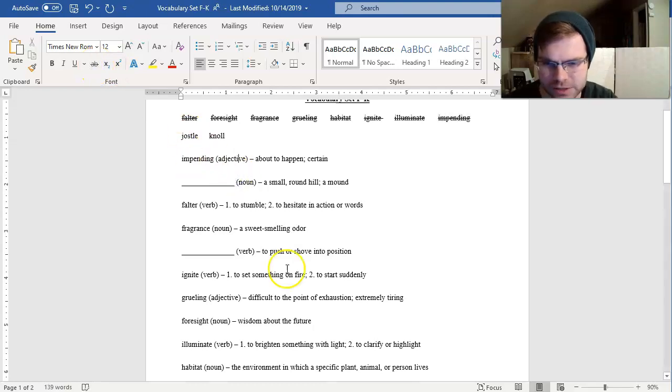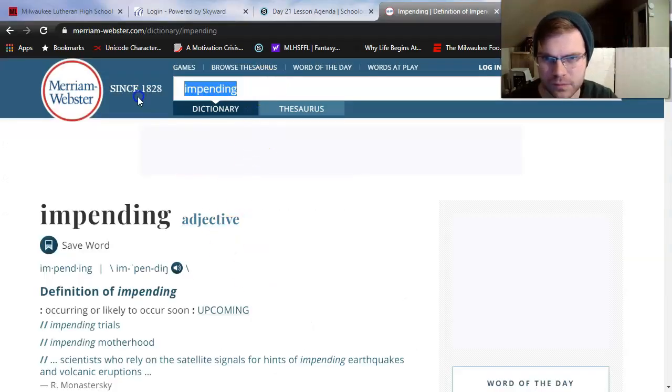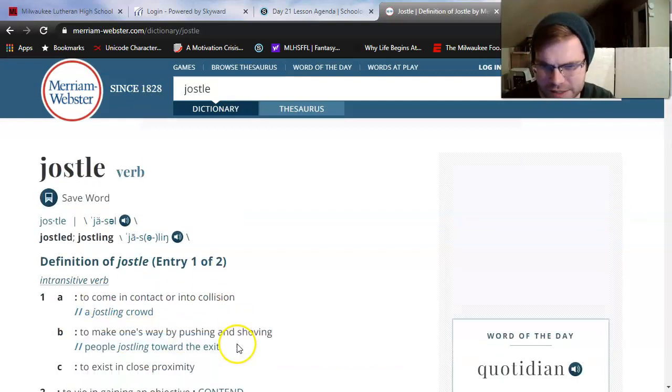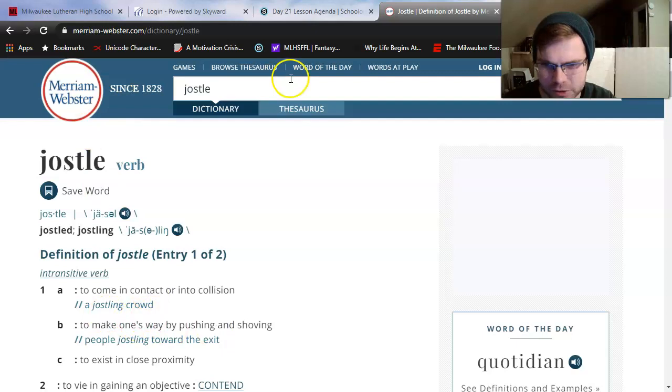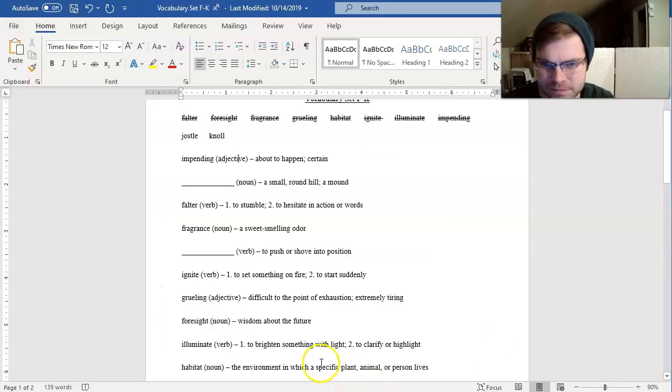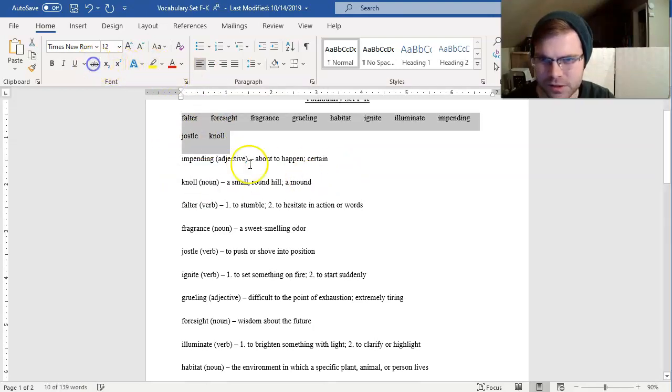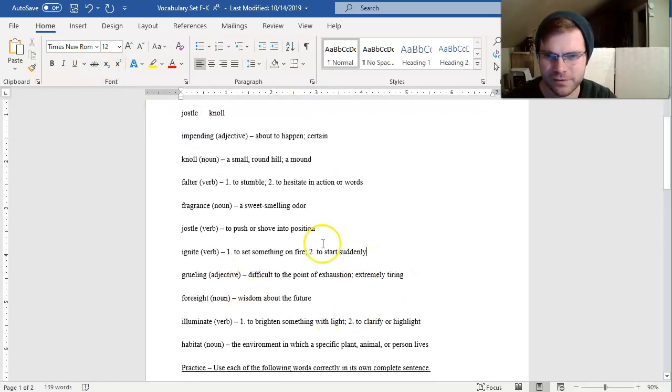Only 2 left. Jostle and knoll. Jostle is a verb, to come into contact or collide with something, to push, to shove. To push or shove into position is to jostle. And all that leaves, because I've been eliminating, is knoll. A knoll is a small round hill or a mound in the ground. I'll uncross those because I know them now. So now we have all definitions.